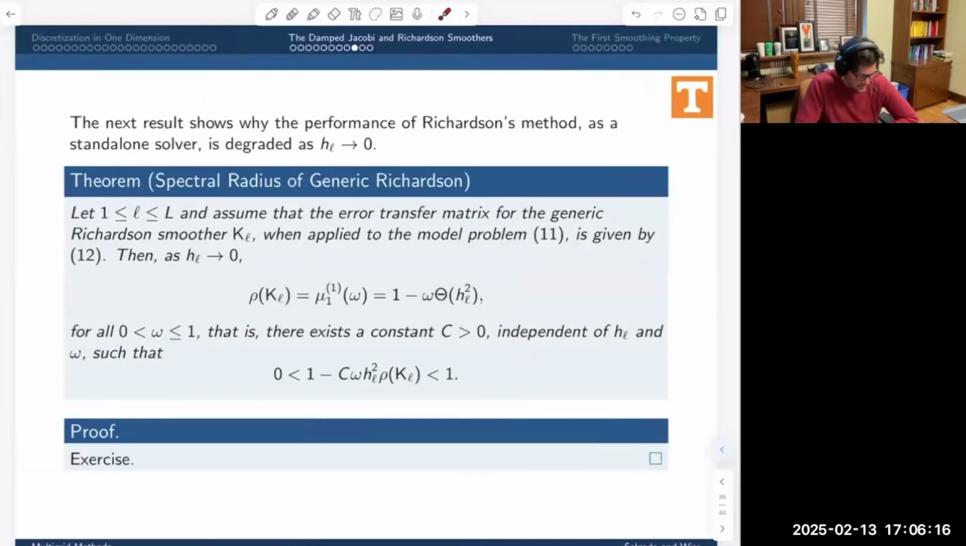Now I'm going to skip the proof of that because the proof is really the same as what was in chapter 3. The details are slightly different because, well, why are the details different? The details are slightly different because remember the eigenvalues are a little bit different.